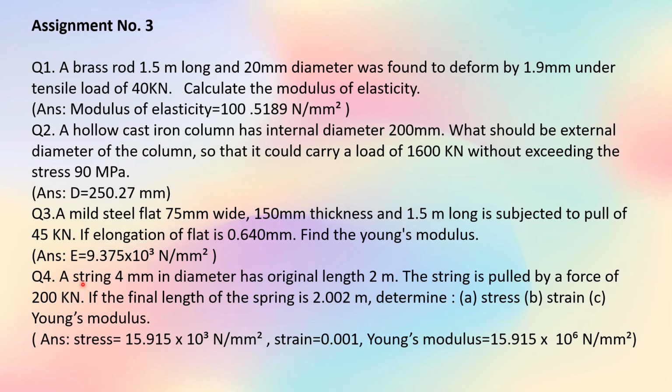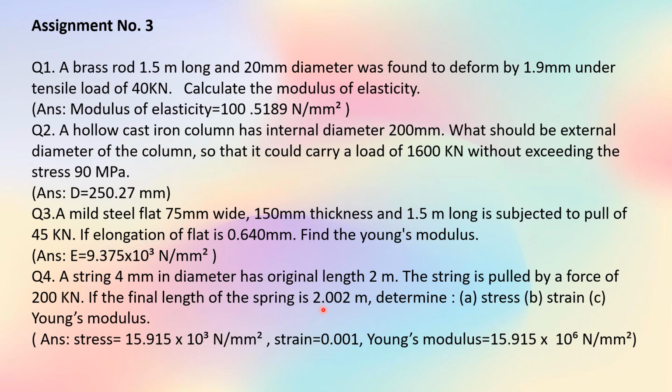Question number 4. A string 4 mm in diameter has original length 2 meter. The string is pulled by a force of 200 kilonewton. If the final length of the string is 2.002, determine stress, strain, Young's modulus. The answer is stress equal to 15.915 into 10 raised to 3 Newton per mm square. Strain is equal to 0.001. Young's modulus is equal to 15.915 into 10 raised to 6 Newton per mm square.